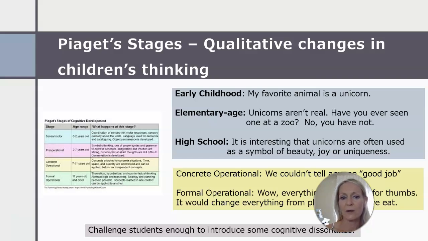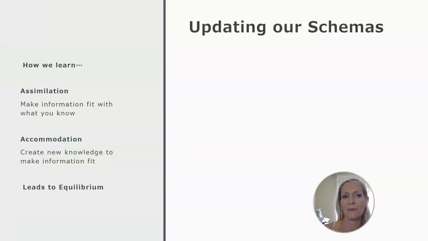But Piaget also encouraged us to introduce some cognitive dissonance. So to push students enough so that they're being challenged and they really have to grapple with something. And he said that's a good thing. Right? That disequilibrium is a good thing until we can really figure it out, and then the learning becomes much deeper. And that's really through the process of updating our schemas. And Piaget said this is how we learn. We move from assimilation to accommodation and eventually enter back into equilibrium.